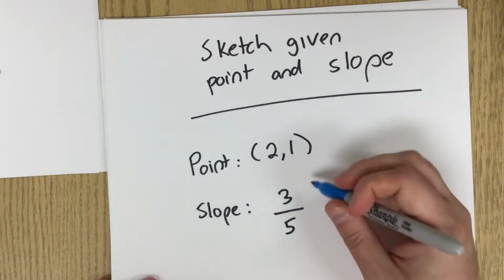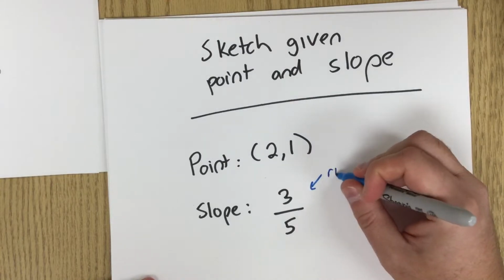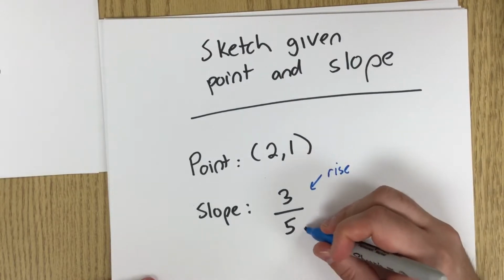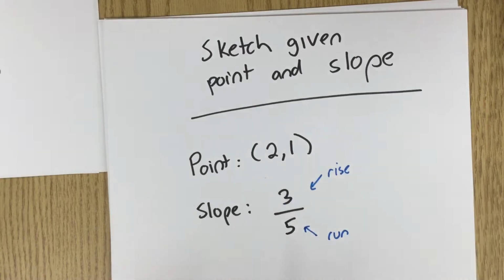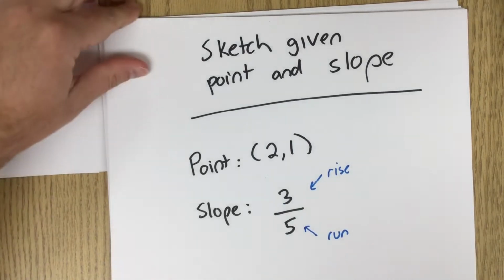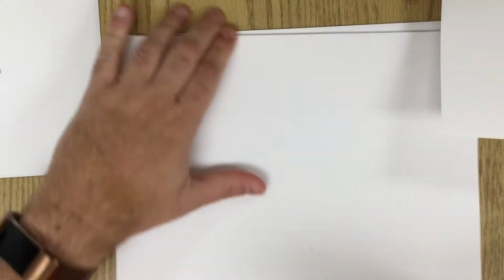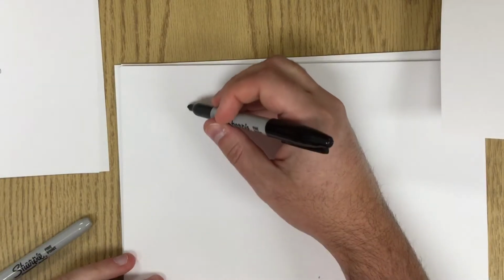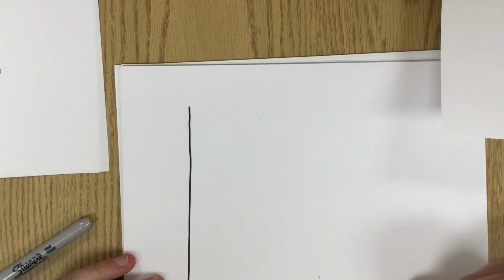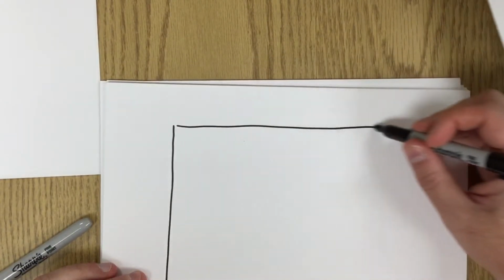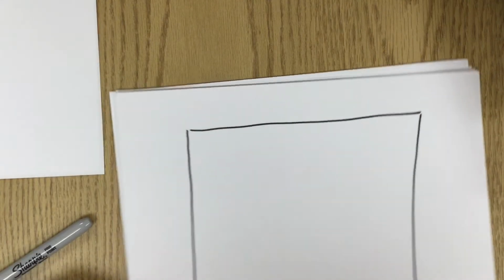Remember, slope is rise over run. So this gives us our rise, and this gives us our run. We're going to keep that to the side, because we're probably going to need it again. So I'm going to draw a high quality graph. Maybe you have actual graph paper, and you can do a better job.